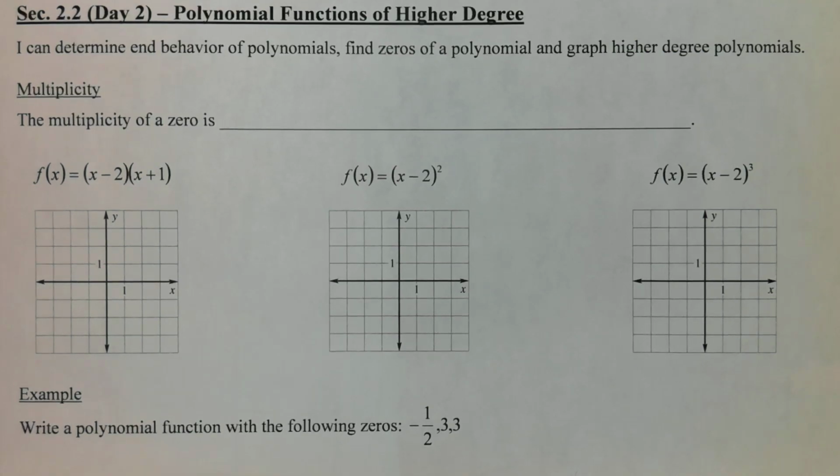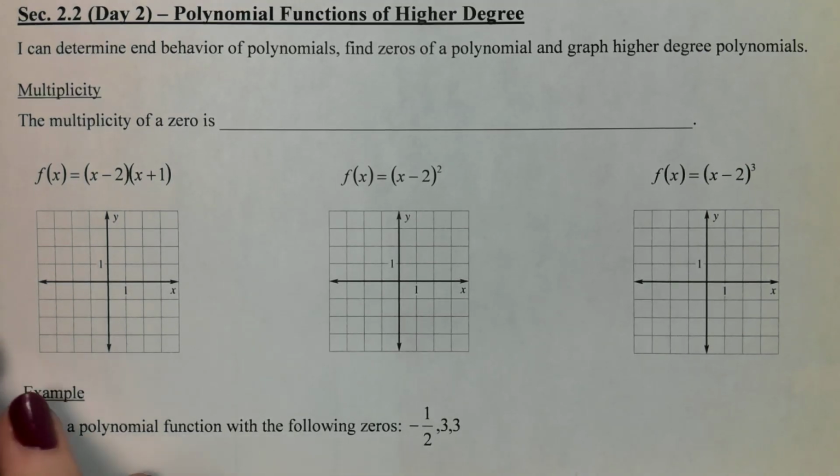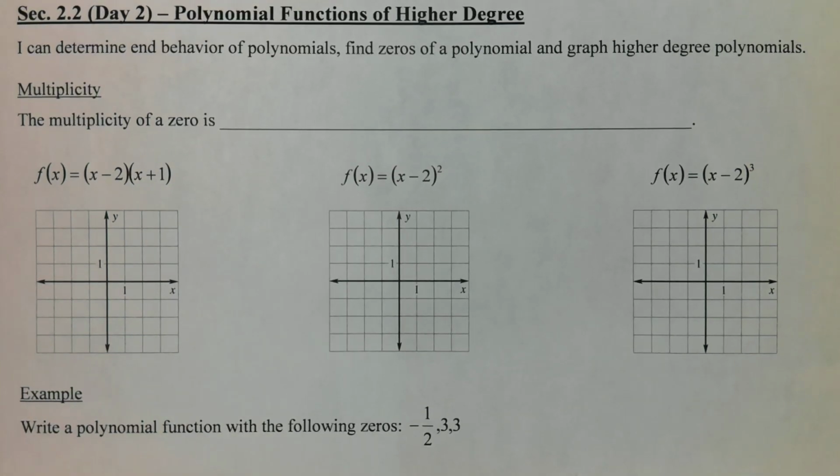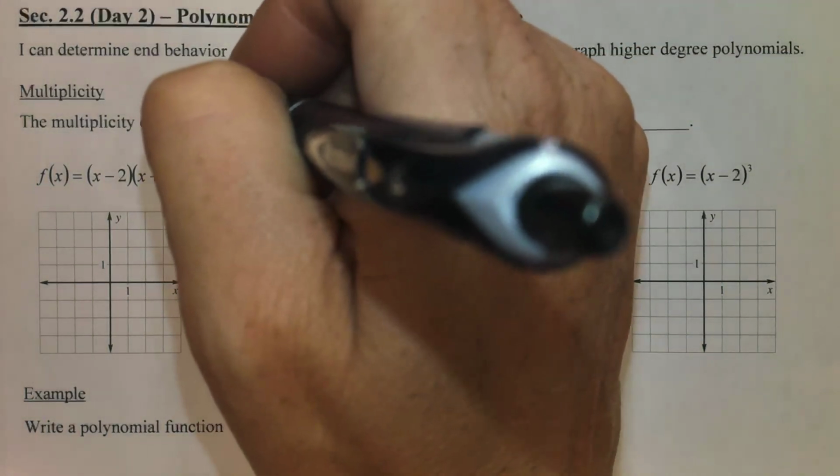This is section 2.2, day 2, and we're going to continue our polynomial functions of higher degree. Today we're going to talk about the middles of the graph. In the previous lesson we talked about the end behavior, and now we're going to talk about what's happening in the middles. So the multiplicity of a zero is the number of times the zero appears.